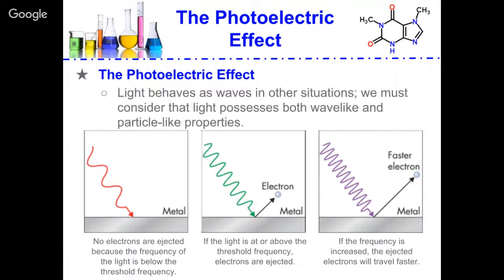So light behaves as waves in some situations. In other situations, we must consider that light possesses both wave-like and particle-like properties. So what happens is that, depending on the wavelength of light, that will determine whether or not an electron will be able to be emitted from a metal.